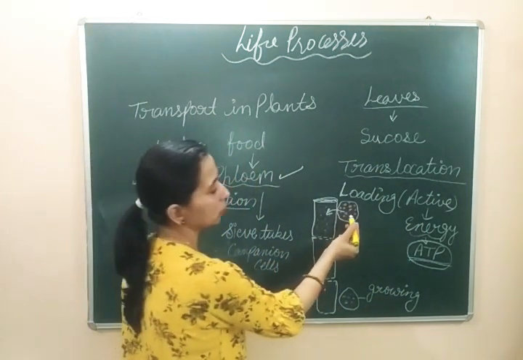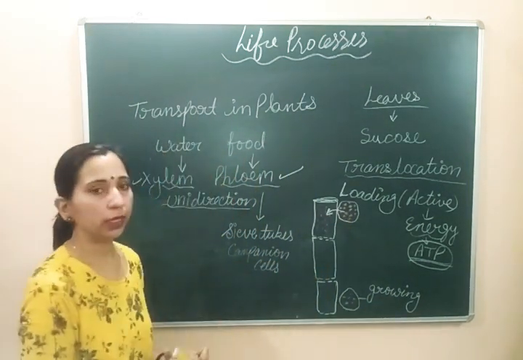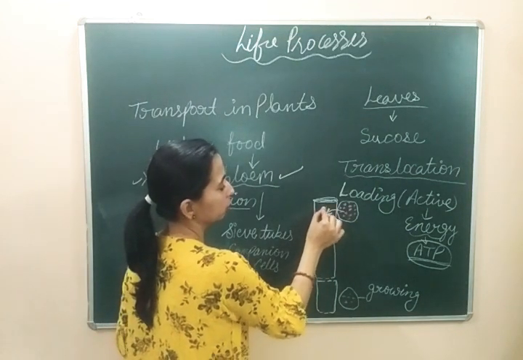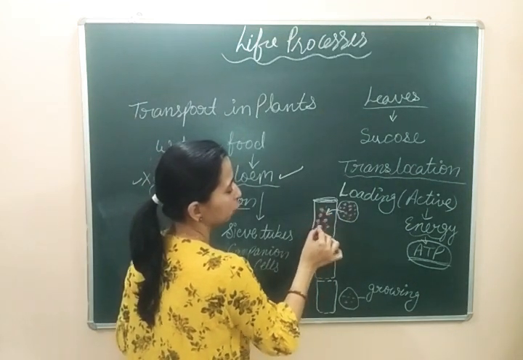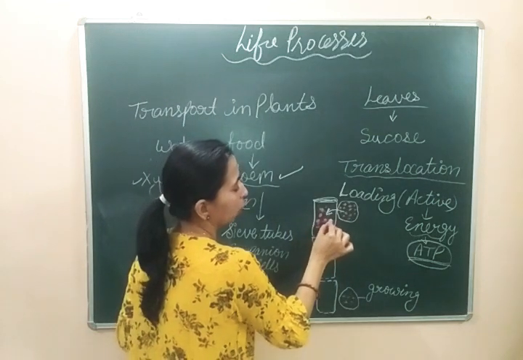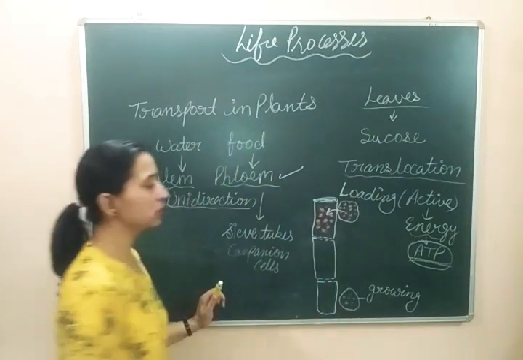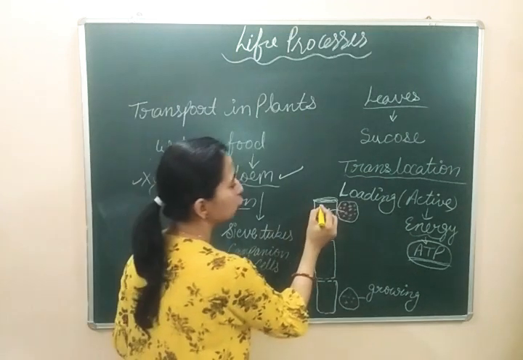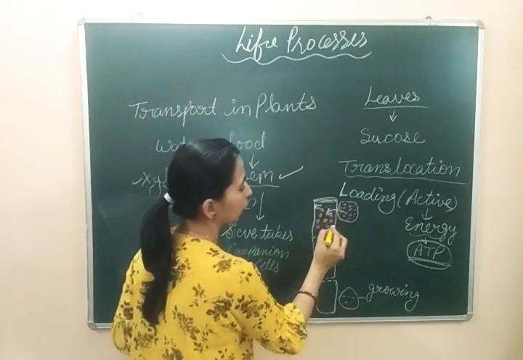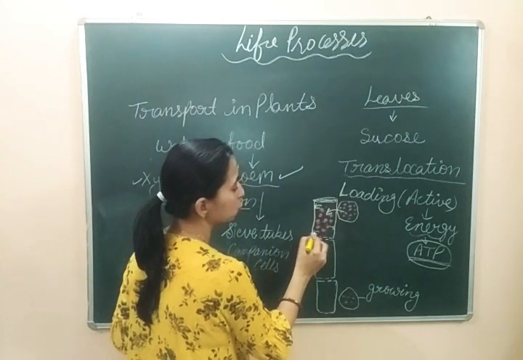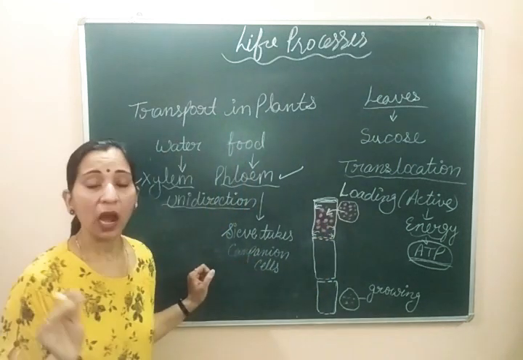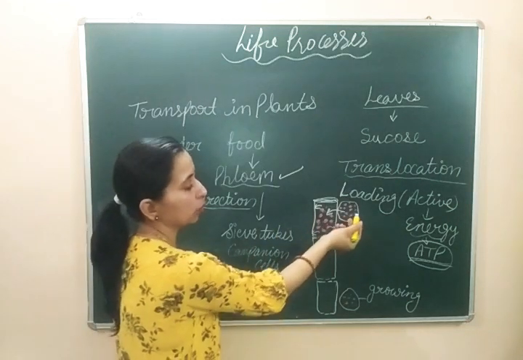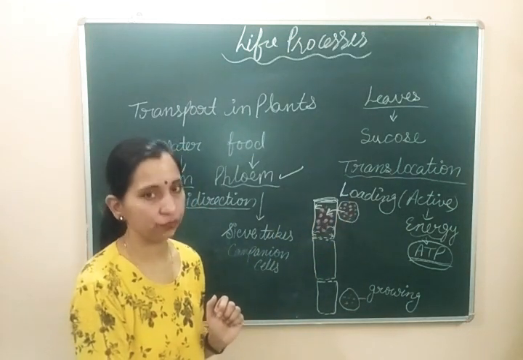So first process is done, that is loading. लोडिंग हो जाएगी. लोडिंग का मतलब now these sugar substances, these sugar molecules will come inside this sieve tube and when these sugar substances come inside this sieve tube, they will create a pressure. ये एक pressure create करेंगे. यहाँ पे pressure generate हो जाएगा. We can say that high pressure is created here when these sugar substances, sugar molecules come inside this sieve tube.